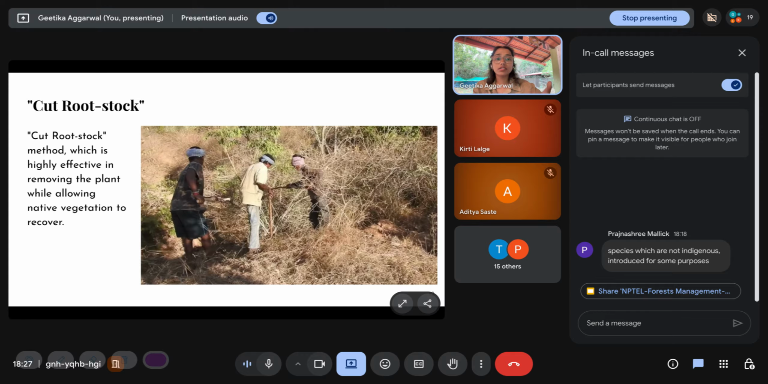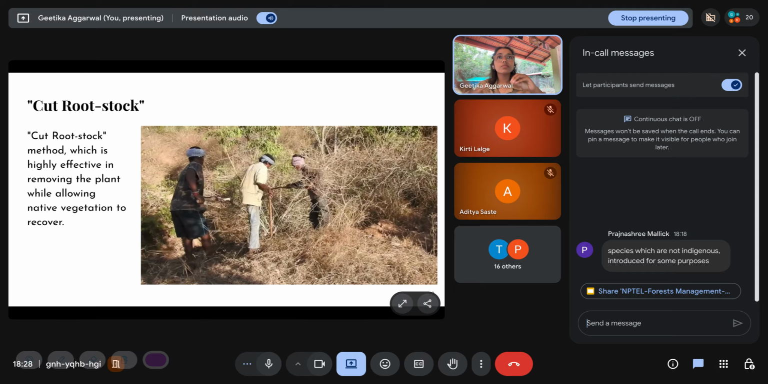So the scientists' supported method is the cut rootstock method, which is thought to be highly effective. In this, they're actually cutting the plant. They make a brief cut underground in the plant, so that only the root system of the plant stays underground, but the entire shoot system has been taken out.